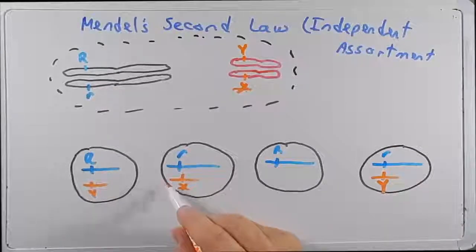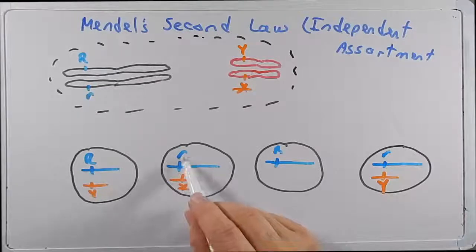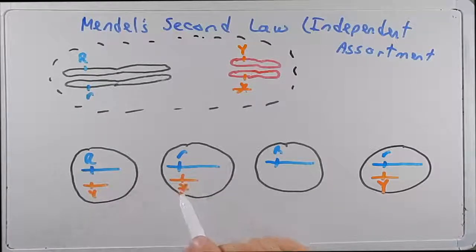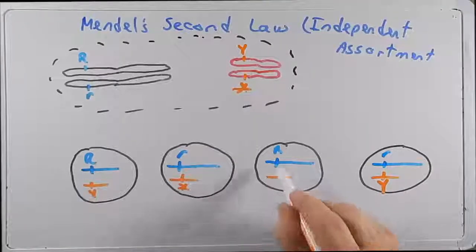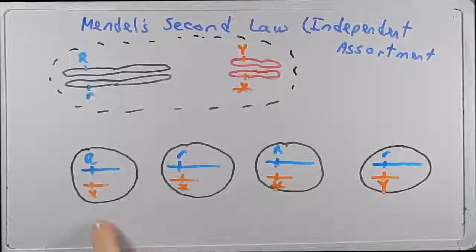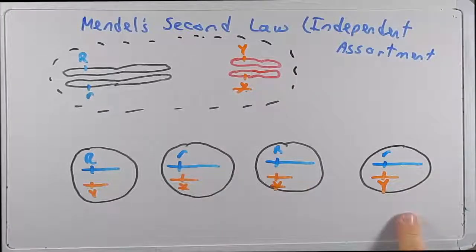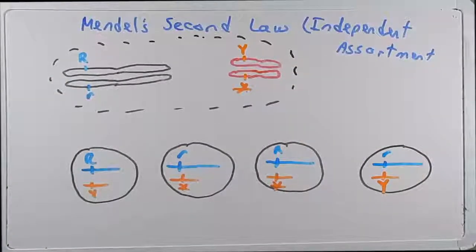Same thing with the chromosome that has the little y gene on it. I drew it here with the little r gene, but it's just as likely to have segregated with the chromosome that has the big R gene. So we're going to put the little y gene here. Each of these gametes are equally probable because each of these 2 chromosomes follow the first law of Mendel.